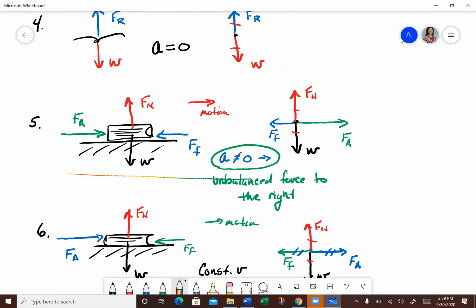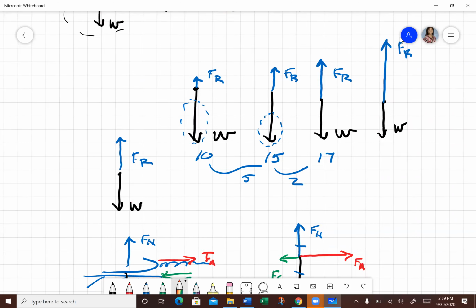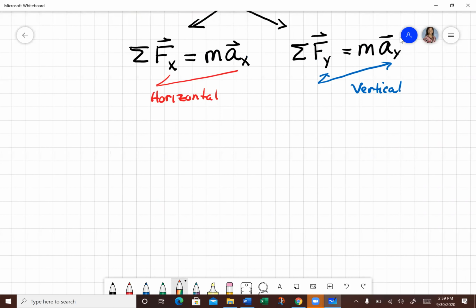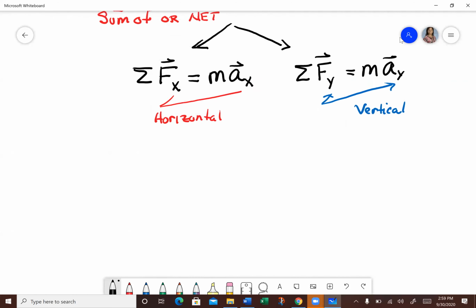So what we did here in number 5, this is our picture, right? So we have all those forces. This was the case of the book being pushed with an acceleration to the right. Just for the sake of the drawing, I'm going to bring that back down and redraw it down here with our equations. So our free body diagram, that's what we want to concentrate on. Draw that over on this side.